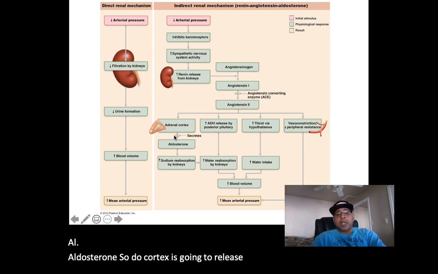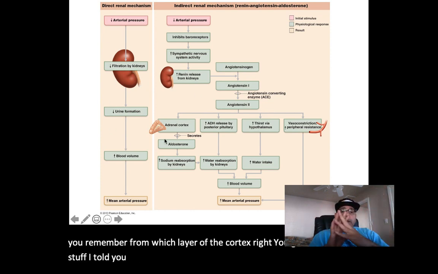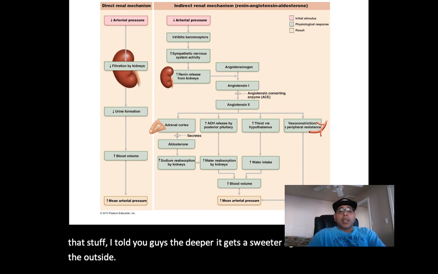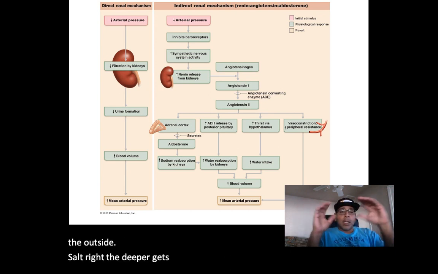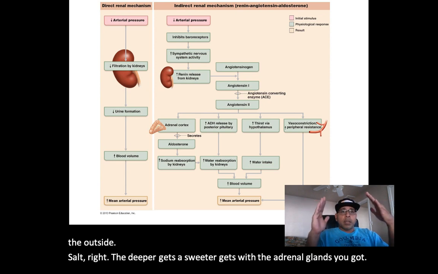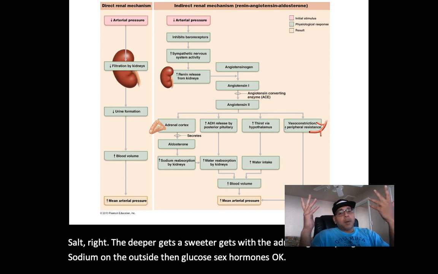And I'm 100% sure you remember from which layer of the cortex, right? You got to know that stuff. I told you guys the deeper it gets, the sweeter it gets. So we're on the outside, salt, right? The deeper it gets, the sweeter it gets with the adrenal glands. You got sodium on the outside, then glucose, sex hormones, okay? Whatever works, you got to remember.